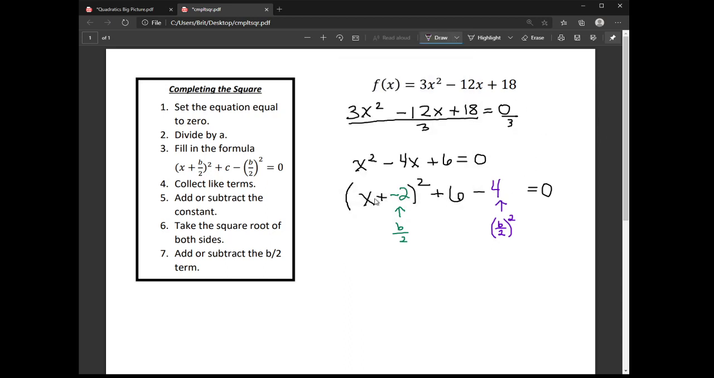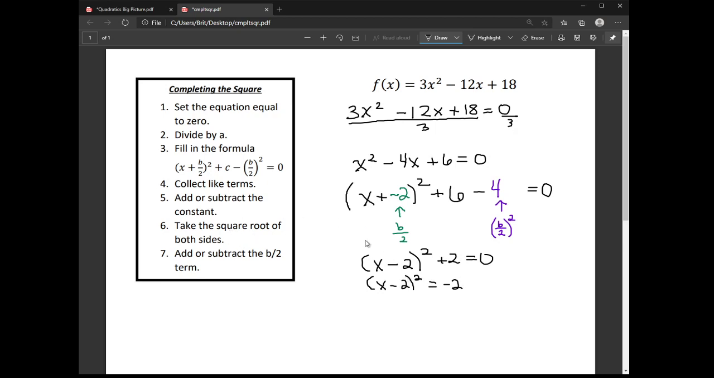Okay, then I'm going to clean up some of my signs. So this says x, when you add a negative, it's the same thing as subtracting 2 squared. And then I'm going to collect my like terms here. 6 minus 4 is a positive 2. Then I need to add or subtract the constant. Here I'm subtracting that constant. So I have x minus 2 squared equals negative 2.